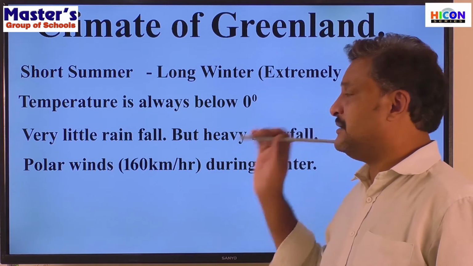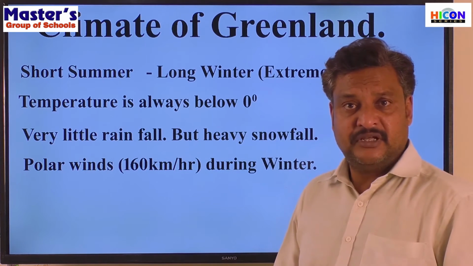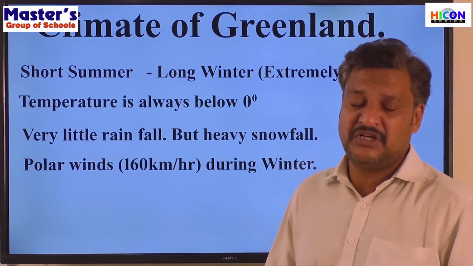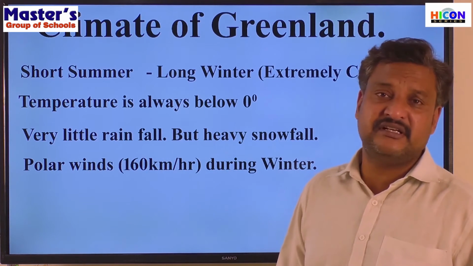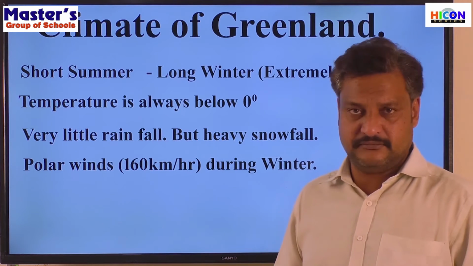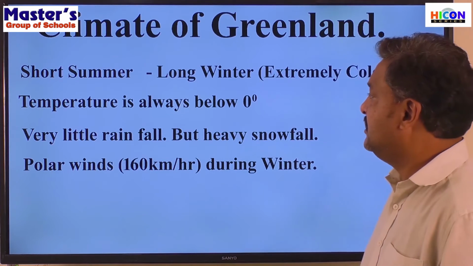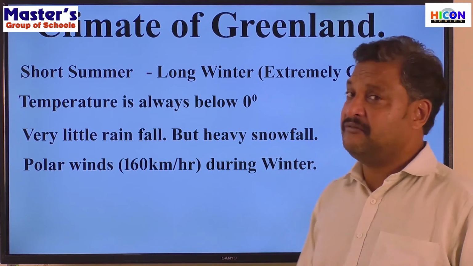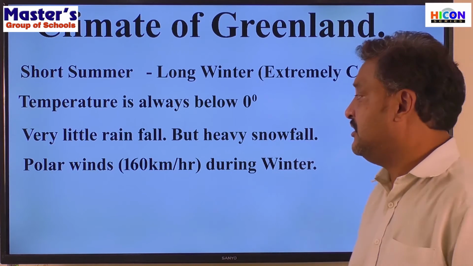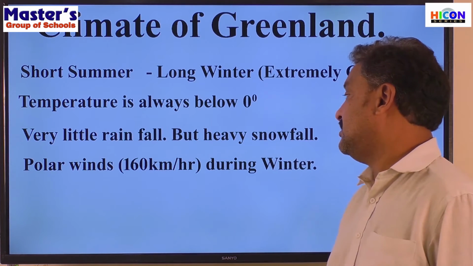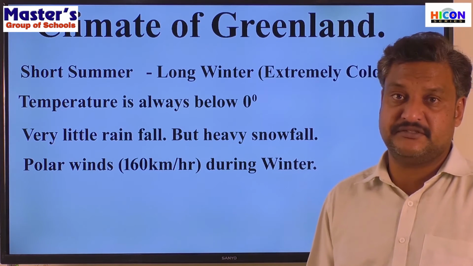Okay, so summer is very short and winter is long, and the sun can be seen only during the summer season. During the winter season, we can hardly see any sun there. Then the temperature is always below 0 degrees. Very little rainfall, but very heavy snowfall happens there. Polar winds with a speed of around 160 kilometers per hour blow during the winter season.